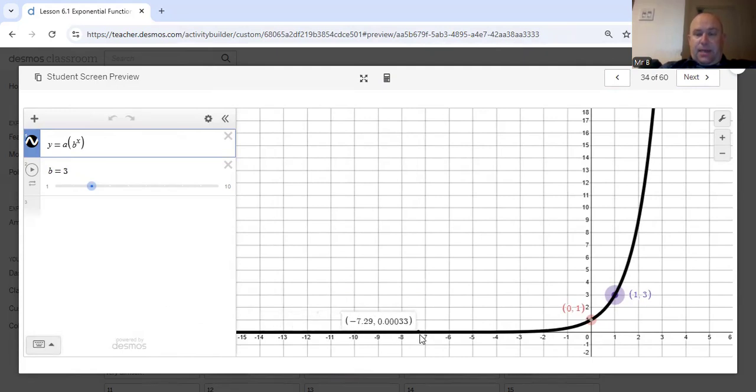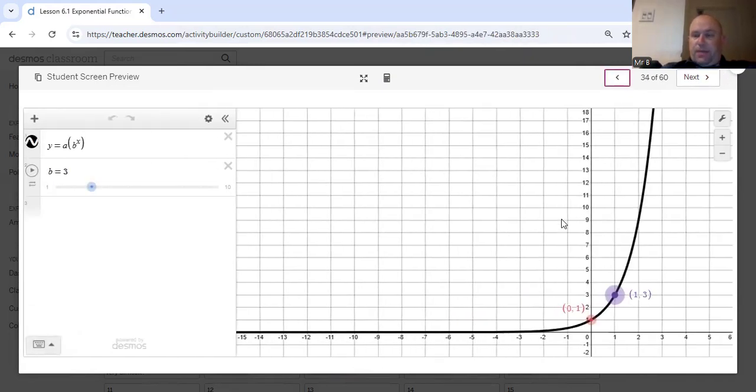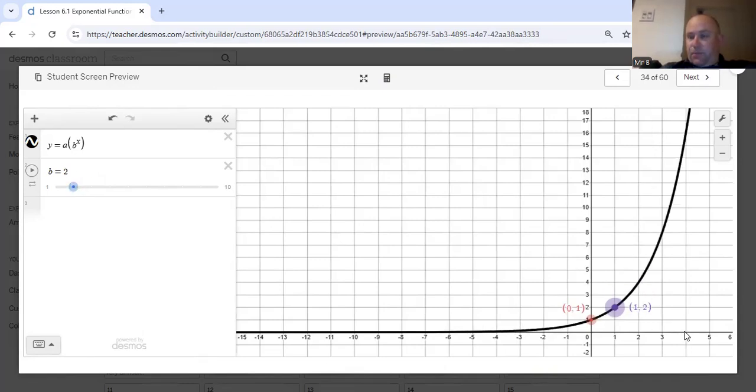It's actually not, but it's getting smaller and smaller for sure. And what's happening as we get closer and closer to 4? Well, it depends on what value you have. 4 is actually off the screen for this one, and this is just at 3. Perhaps if I move it back to 2, we can just about see it up here. It looks like it's 16.